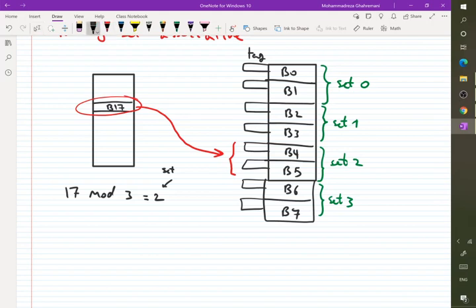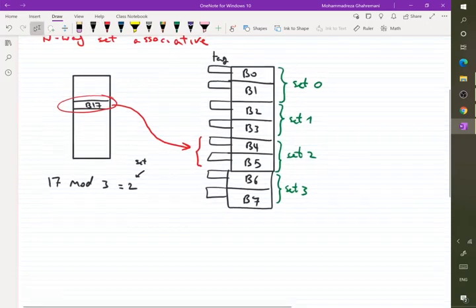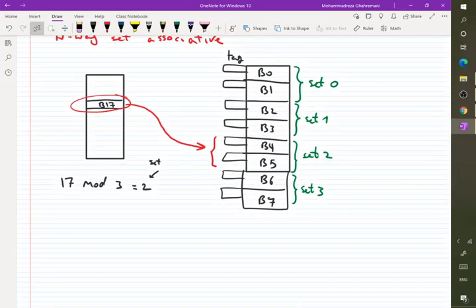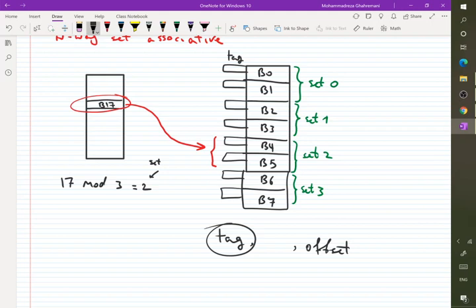And now let's look at the address field. First of all, which fields should we have? Of course we should have the tag. We will also have the offset. Why do we need the offset? Because the offset determines the location of a byte inside the block. And what else do we need here? We don't need a block field, because the blocks work as fully associative.